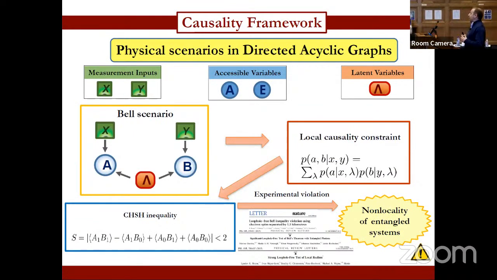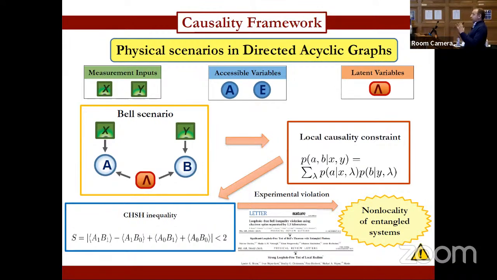First, let's start from the Bell test, the typical scenario. How can we see the Bell test using a DAG framework? When we have a Bell test, we have a bipartite scenario. We have two parties, Alice and Bob. These A and B are the accessible variables. Then you have the measurement inputs, which are two other random variables, X and Y. X is influencing only A, Y is influencing only B. And then finally, we have a latent variable, lambda, here. And then this DAG is describing a Bell test.